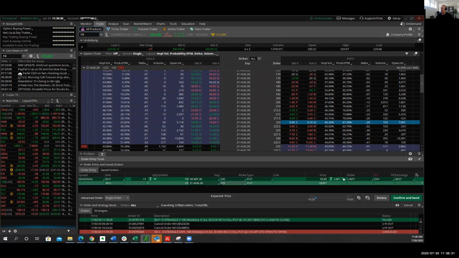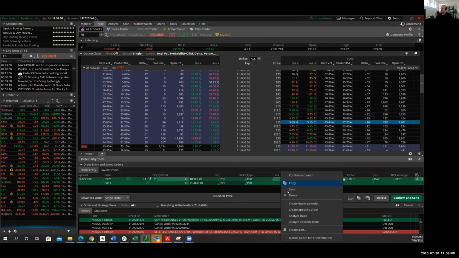We may not be able to afford this one. Let's see. Yeah. 225. Let's do 230 and see what it looks like. Say 225 is 10. Okay. So maybe let's change this to 235. That's affordable. See what that risk graph looks like.